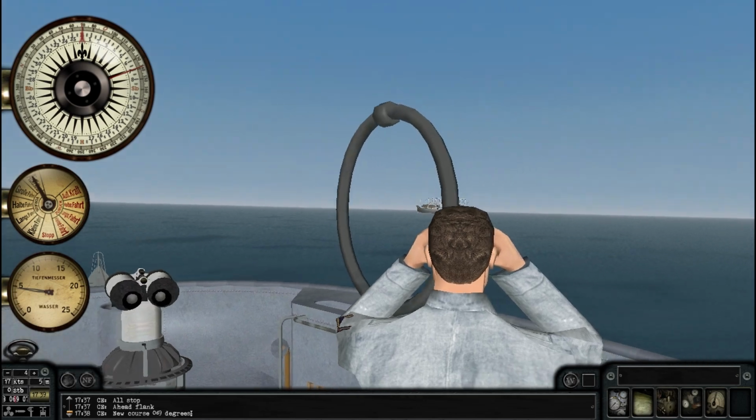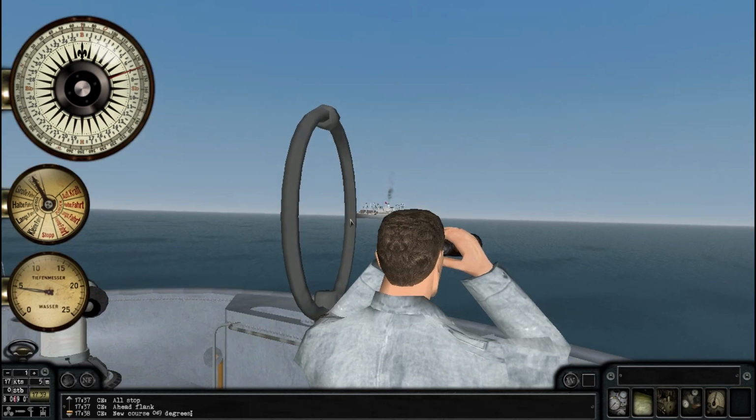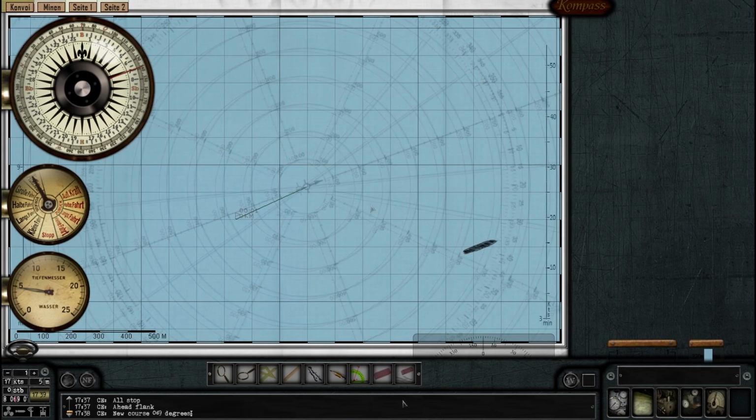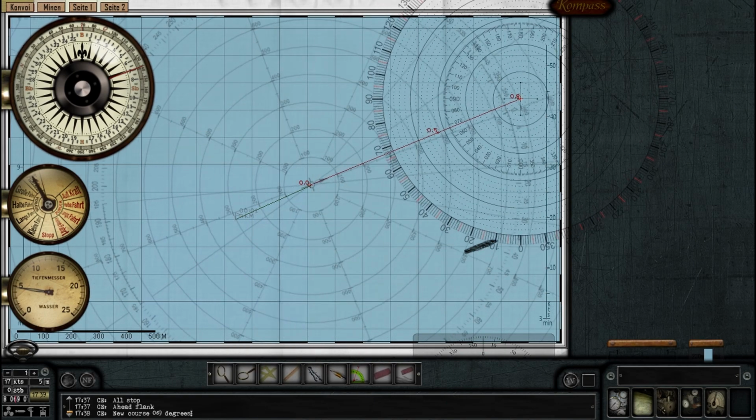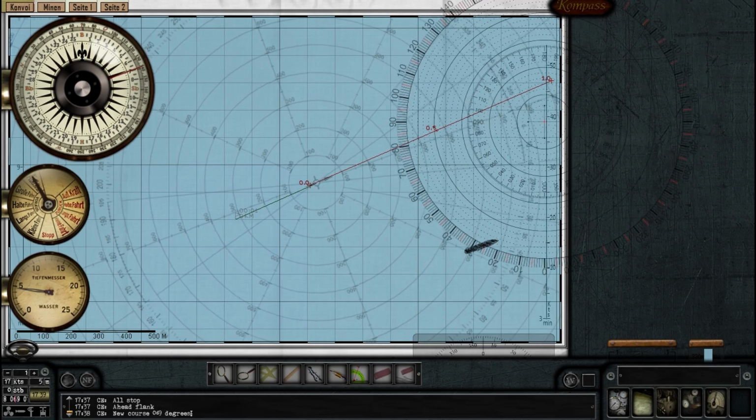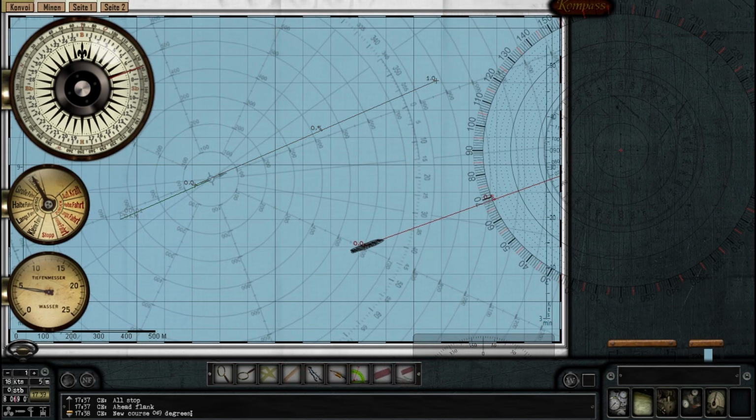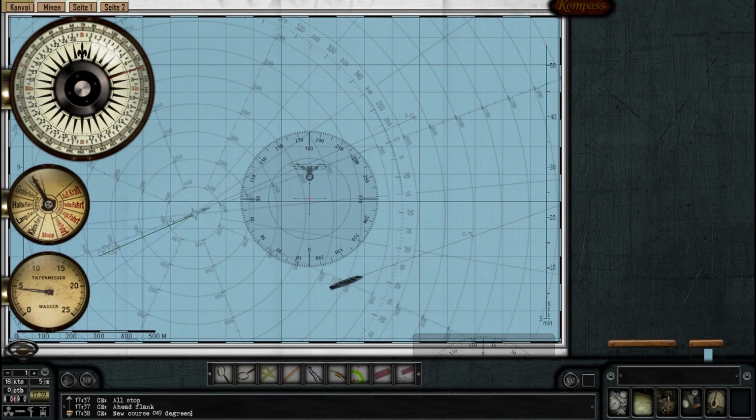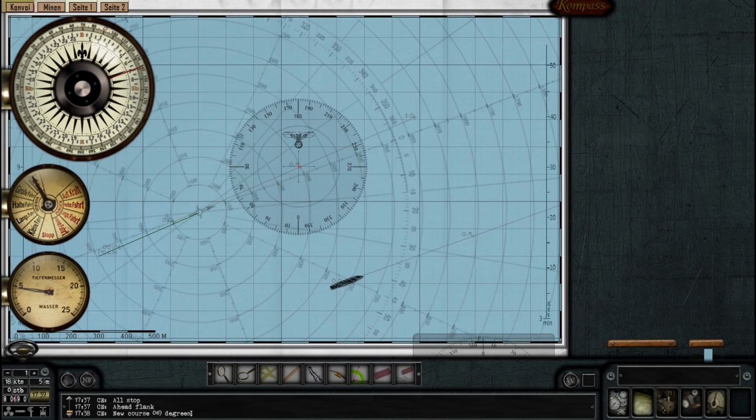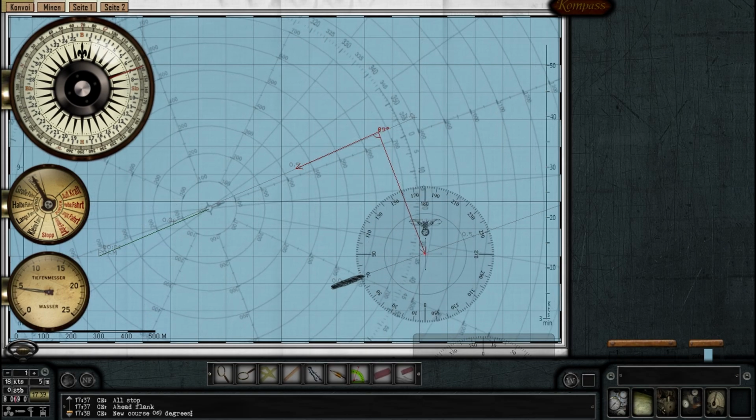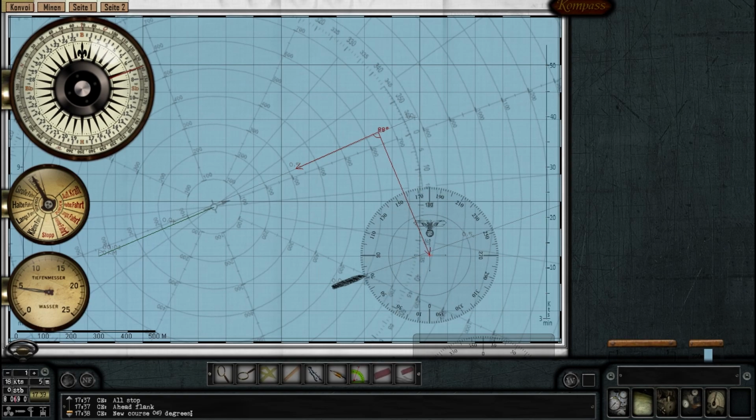So right now the angle on bow is a bit weird, so it doesn't really look like it. But if we go on the map, you can clearly see that if I take a ruler and draw out our heading, and if I do the same thing with him, then if I take a protractor, you can see that we are almost at the perfect 90 degrees angle.